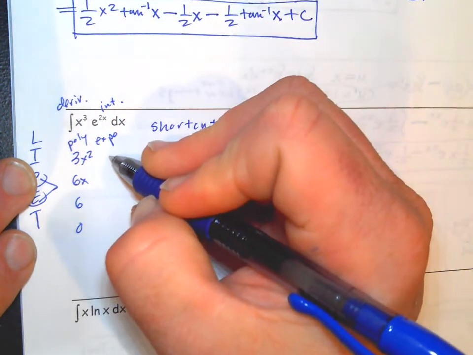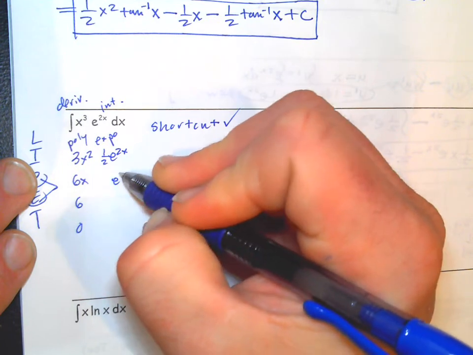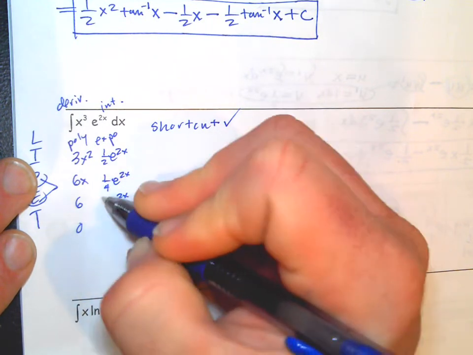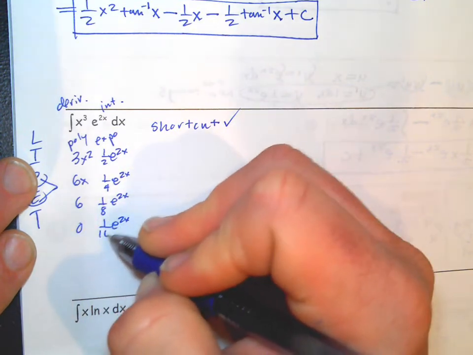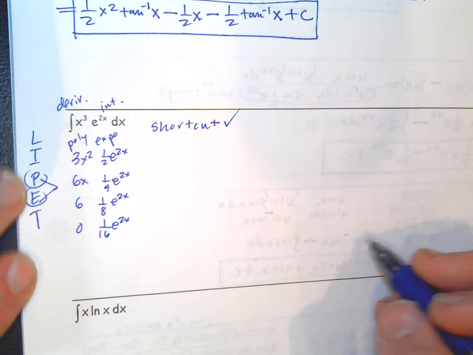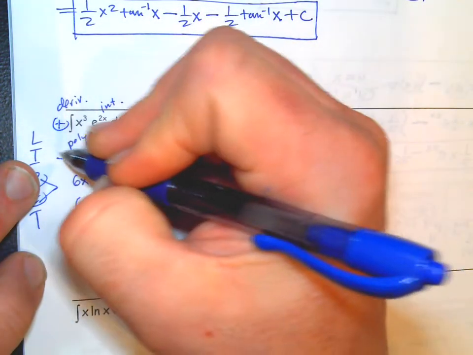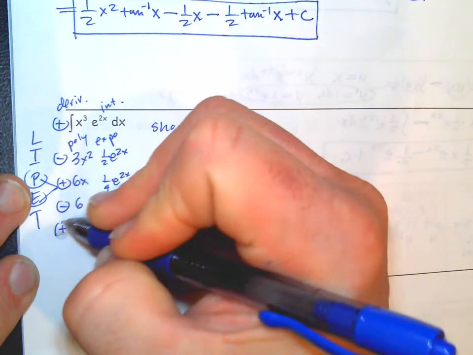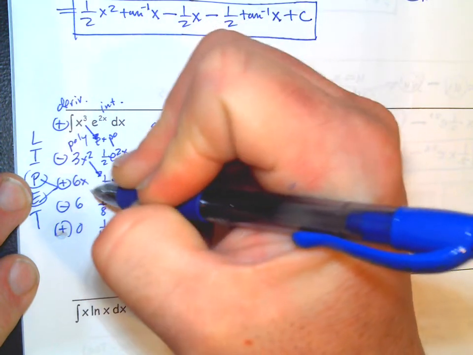Now watch out for chain rule. It's going to be e to the 2x with a 1/2. Then it's going to be e to the 2x with a 1/4. Then e to the 2x with a 1/8. Then e to the 2x with a 1/16. Because of the chain rule. Plus, minus, plus, minus, plus. Okay, it starts up here at the top one, and then we go down the diagonal.